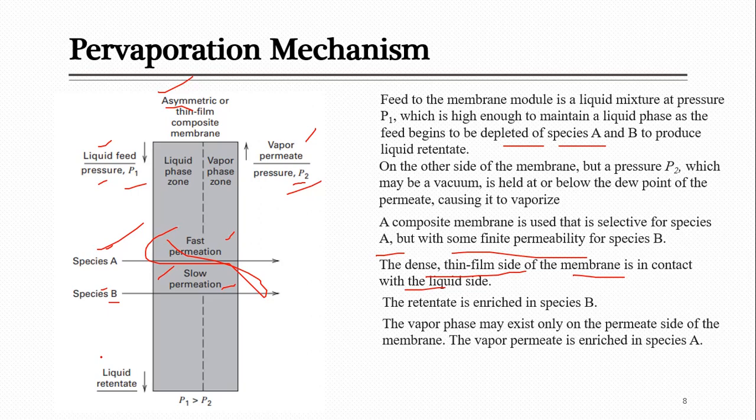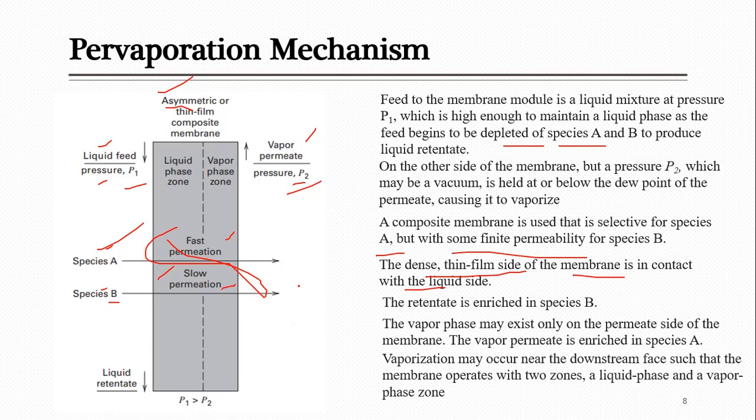The vapor phase may exist here on the permeate side, and that's usually enriched in A. This vaporization may occur even during the passage through the membrane. There is the downstream phase; this is upstream, from where the diffusion is starting. On the other side, this is the downstream side, from where these species A molecules will be leaving the membrane. This is downstream, and the other is upstream, from where it is entering.